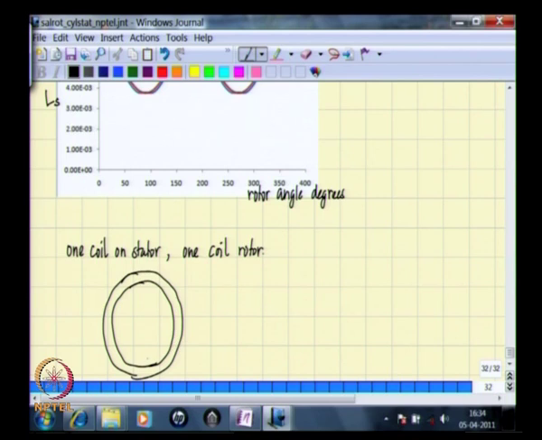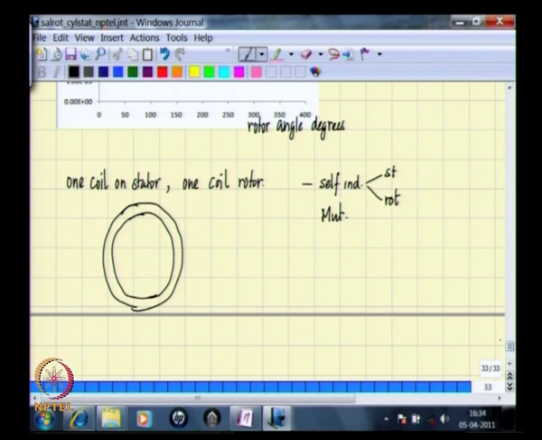How did we try to find out the inductances involved? In all these cases, please remember that we will have self inductances of the stator coil and of the rotor coil, and then we would have a mutual inductance between the stator and the rotor coils. Now, in the case of cylindrical stator and cylindrical rotor, the self inductance of the stator and of the rotor can be very easily found because the air gap is uniform, there is no variation of the air gap as the rotor rotates.